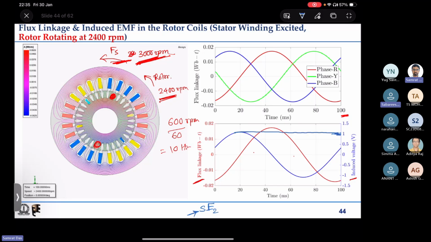Does it answer your question? Yeah, got it, it's clear. So for synchronous machines, it will remain the same for all speeds, right?